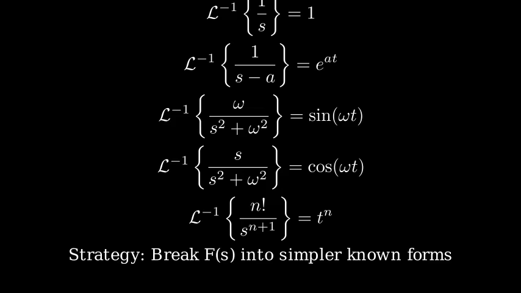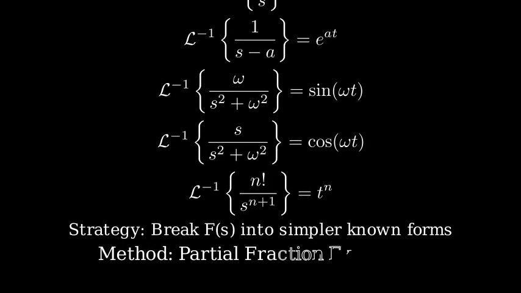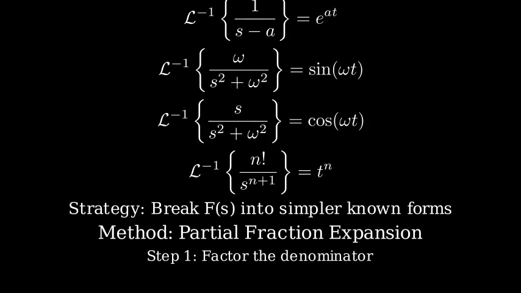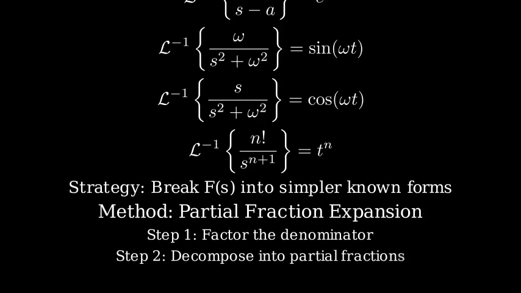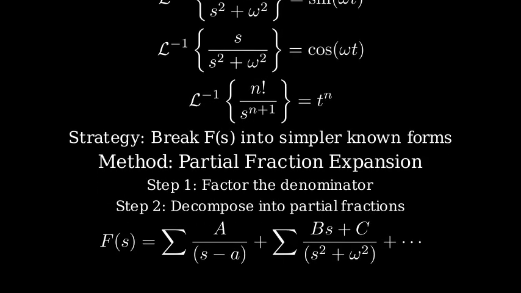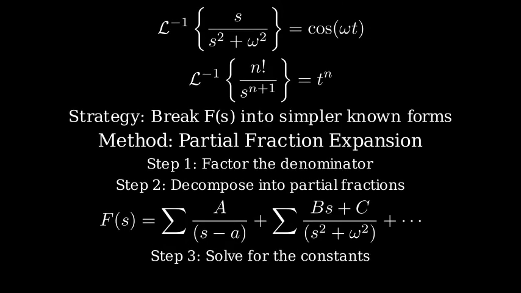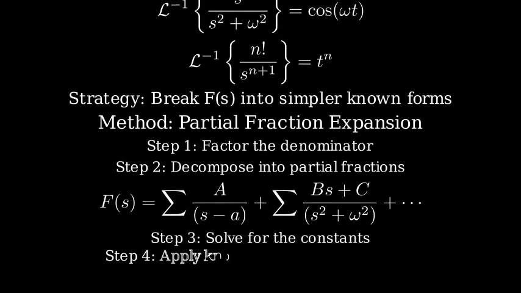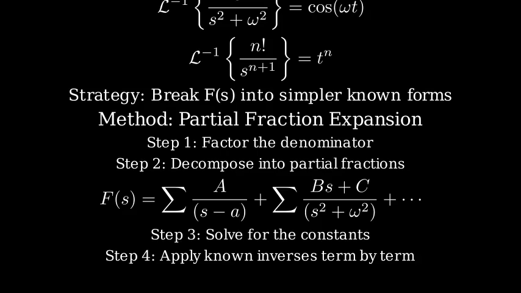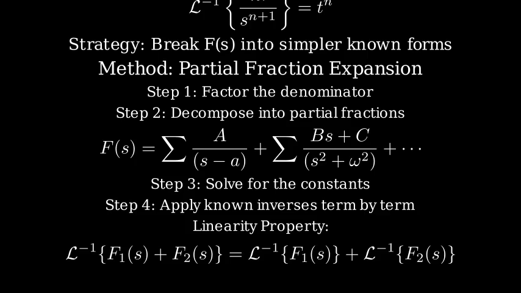When we encounter a complicated function F of s, our strategy will be to break it down into these simpler forms whose inverses we already know. Now, let's discuss the step-by-step method for finding inverse Laplace transforms using partial fraction expansion. Step 1. Factor the denominator of F of s, assuming it's a rational function. Step 2. Decompose F of s into partial fractions. This gives us a sum of simpler terms. Step 3. Solve for the constants in your partial fraction expansion. Step 4. Apply the known inverse transforms to each term individually. The key insight is that the inverse Laplace transform of a sum equals the sum of the inverse transforms of each term. This property makes our approach very powerful.